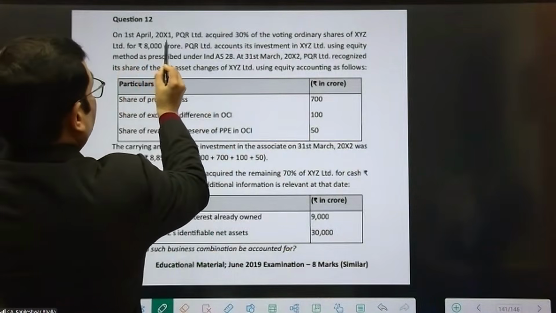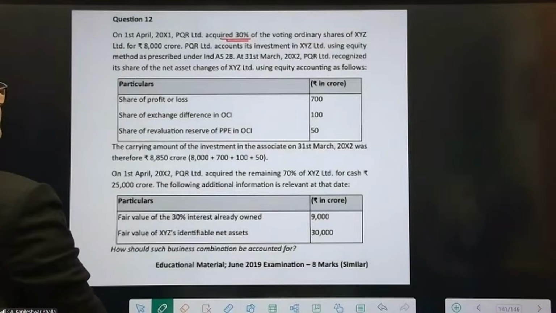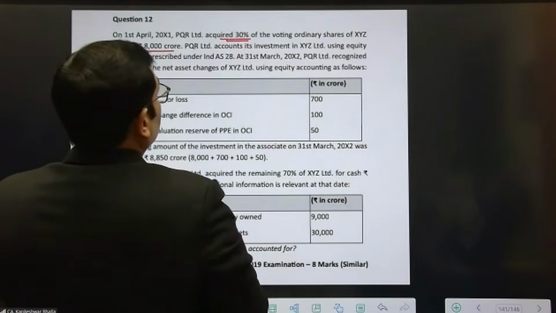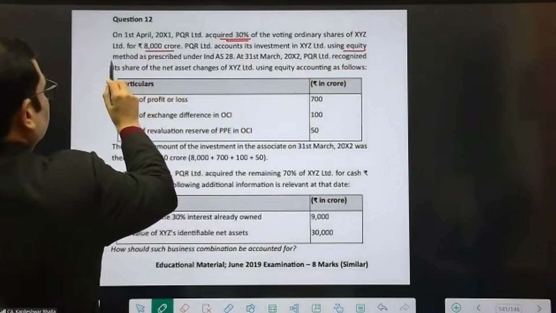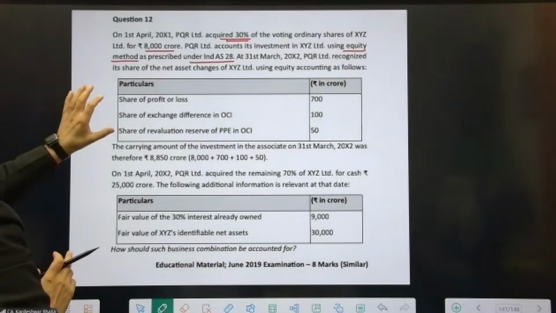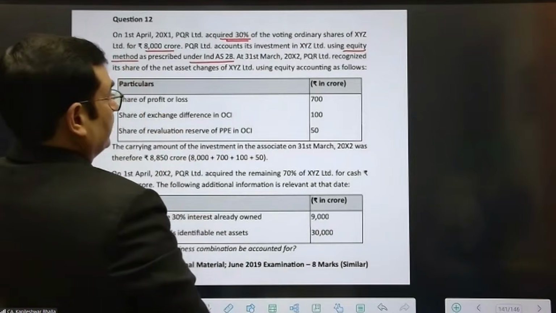On 1st April X1, P acquired 30% of the voting power. That means you've got significant influence, so you're covered under Ind AS 28. It says for 8,000 crores, PQR accounts for the investment using the equity method as prescribed under Ind AS 28. So with 30%, we've got significant influence and Ind AS 28 is applied.